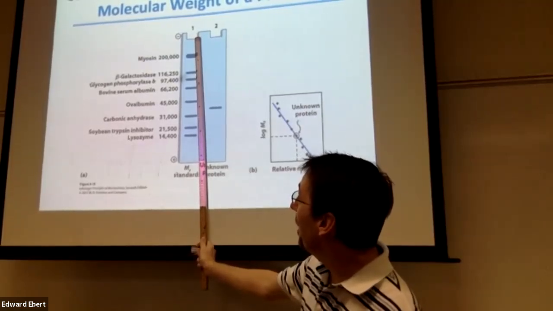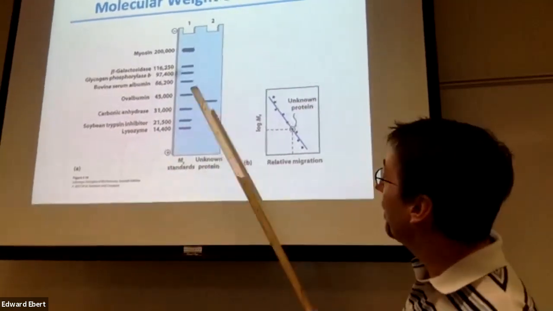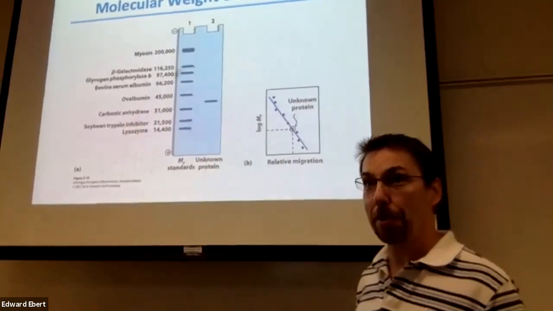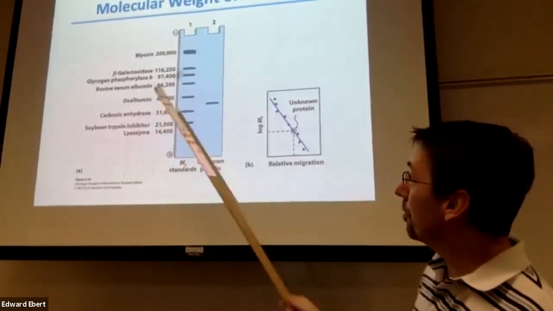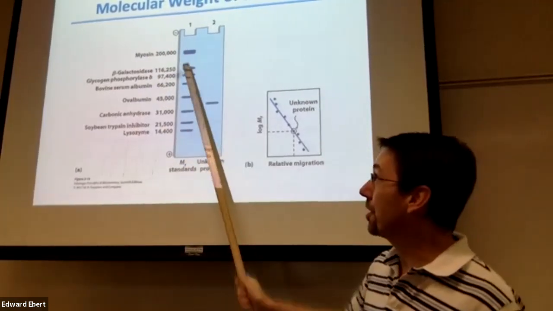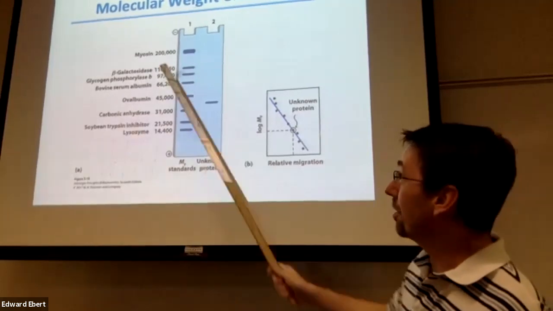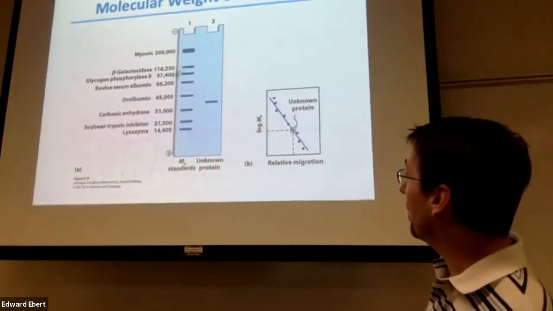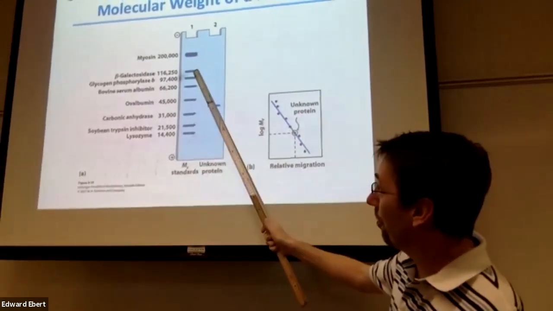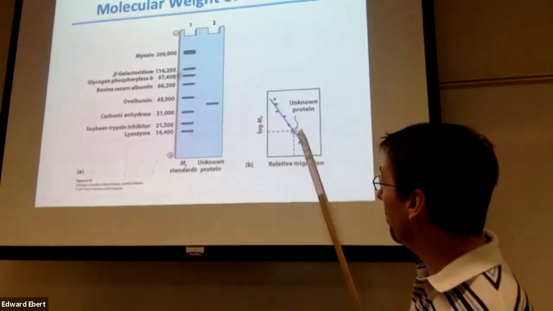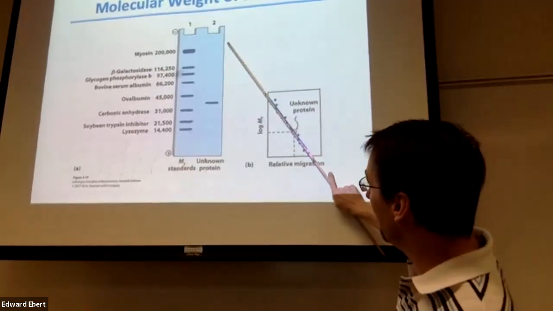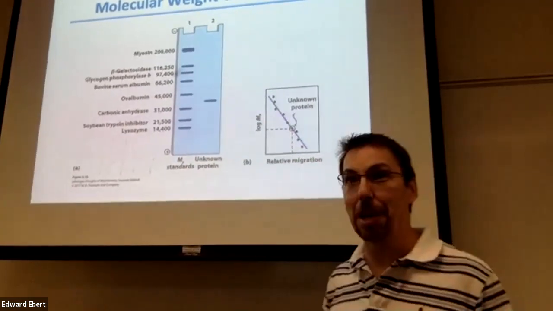Okay, and I compare. I basically make a plot of my known markers that I have here and how far they've run. What I'm going to do is plot the log value of the molecular weight versus the distance they've migrated down here. So you can see the log of myosin is going to be relatively large, but it's not going to move very far. Log of this versus the distance it's gone. So I end up making this standard curve based on my size markers. And ideally, this would be a perfect little straight line here, and I can get a line equation.